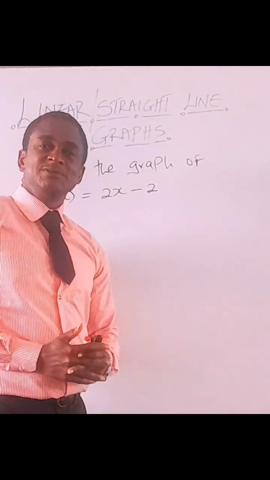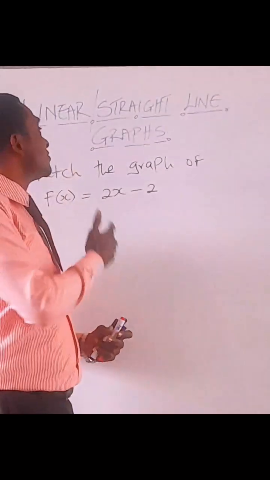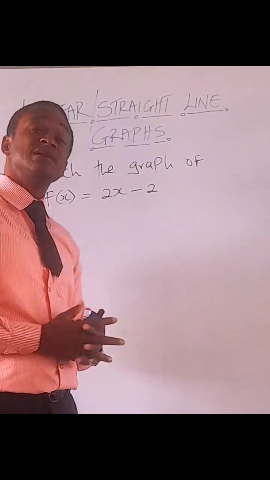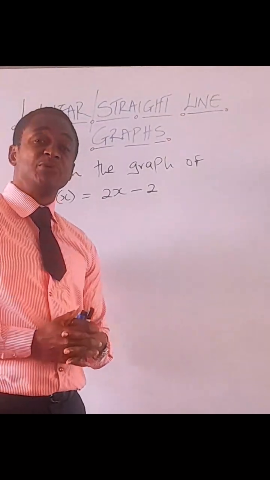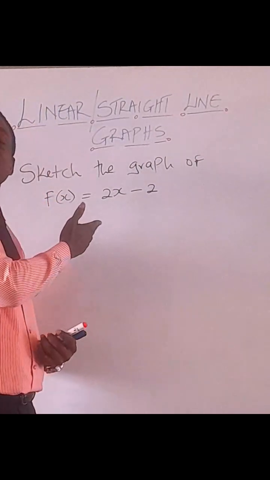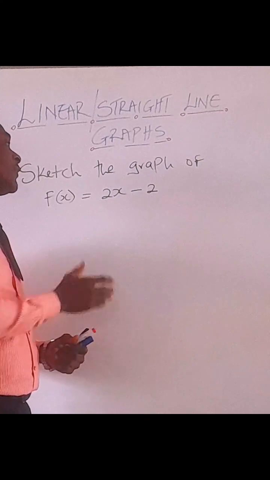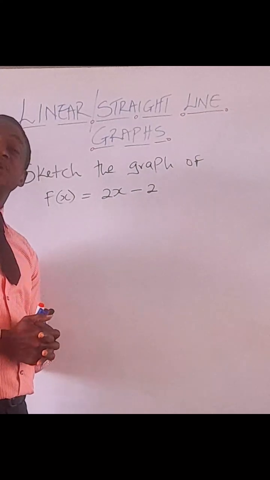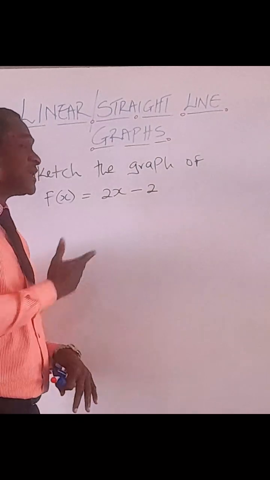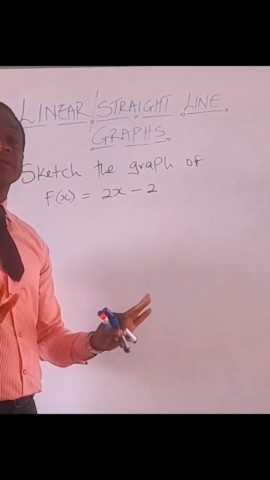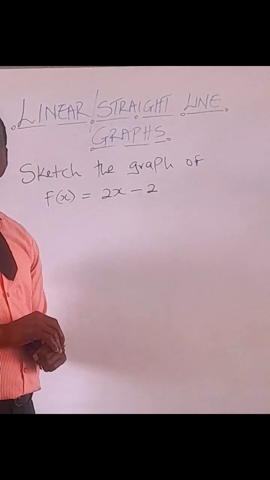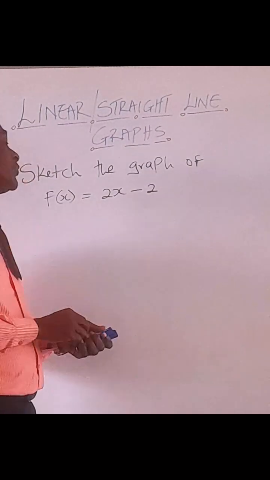Hello lovely people. Today let's look at how to sketch straight line graphs, or what we call linear graphs, the fastest approach to doing that. Here we are given an equation or a function, and we are asked to sketch the graph of 2x minus 2. The fastest approach to sketching a linear function is just to get the x and y intercept. We call it the two coordinate method. That's the fastest approach, and you will get it.